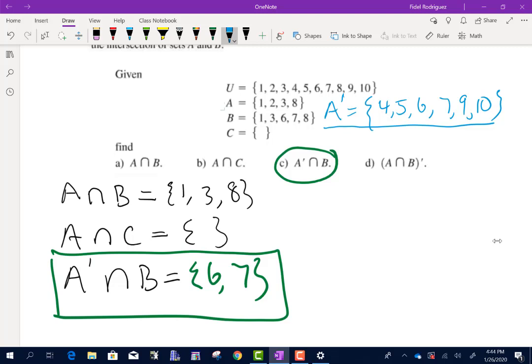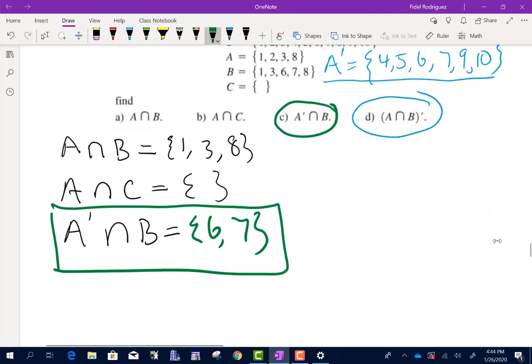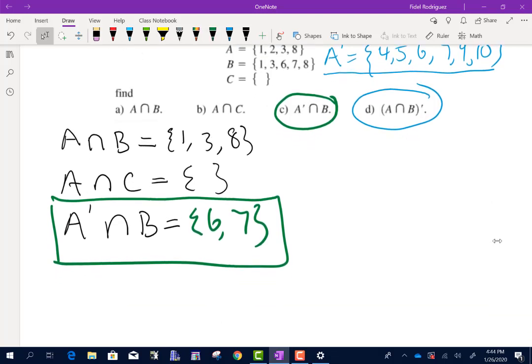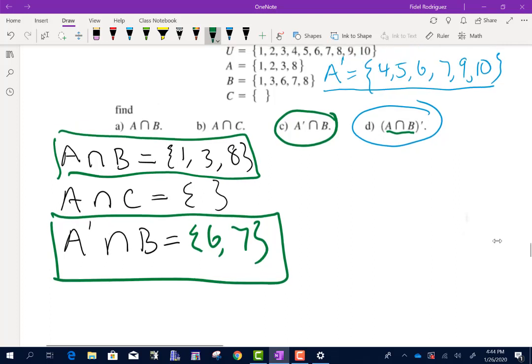Okay? Now, look at part D. Part D here says, let's find A intersection B complement. Guys, I want you to think about one of the first videos I had you watch, 1.9, which was in the 0032 class, right? Remember, we did order of operations. We said we got to do what's on the inside of the parentheses first. Inside the parentheses, we have A intersection B. Here is A intersection B.